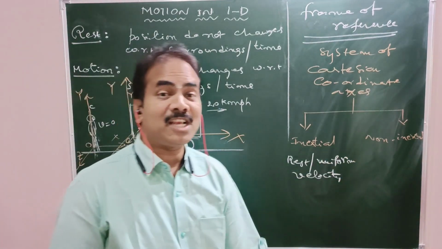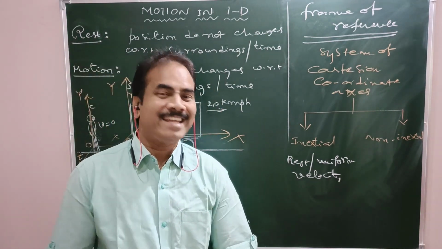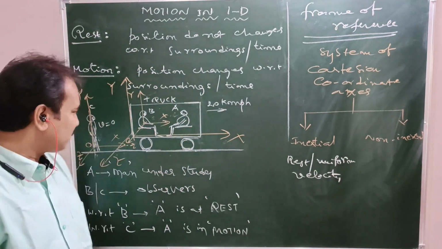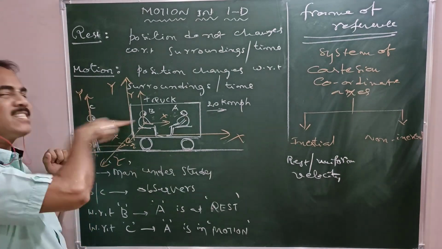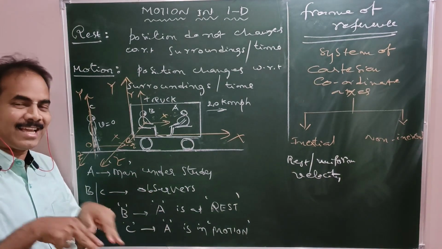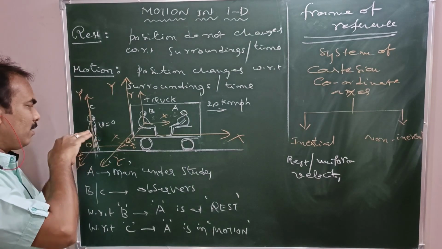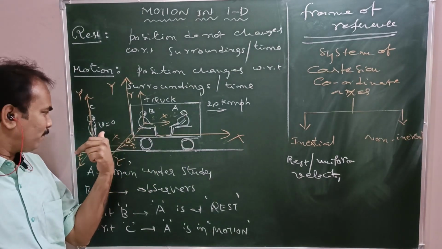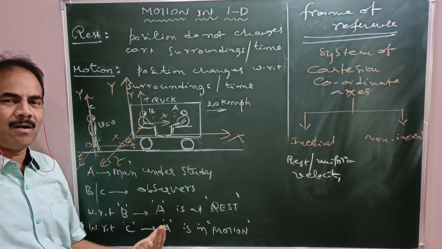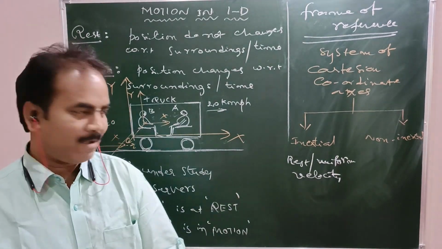Now, what is meant by non-inertial frame of reference? If the same frame is under acceleration or deceleration, then that frame is said to be a non-inertial frame of reference. Suppose a person C moves with acceleration, means with increasing speed. Otherwise, deceleration, or retardation, means moving with decreasing speed. Then a frame attached to that accelerated person or accelerated truck or accelerated car or decelerated person is said to be a non-inertial frame.